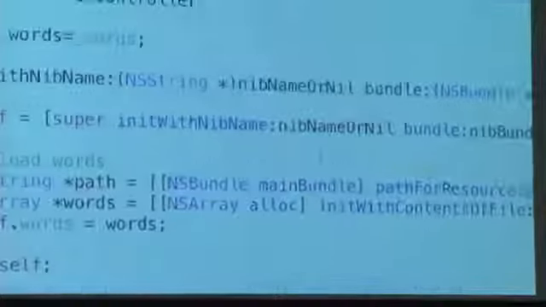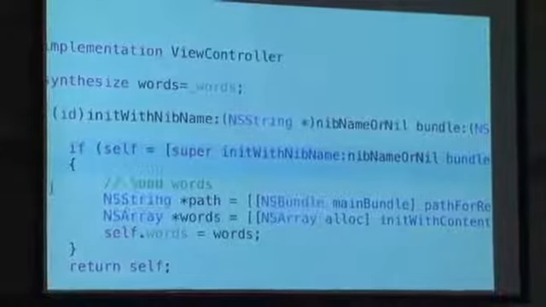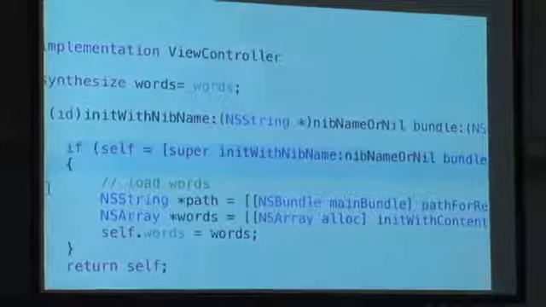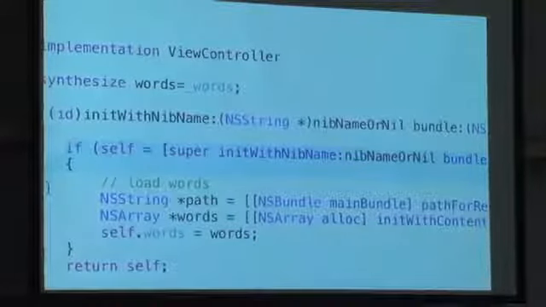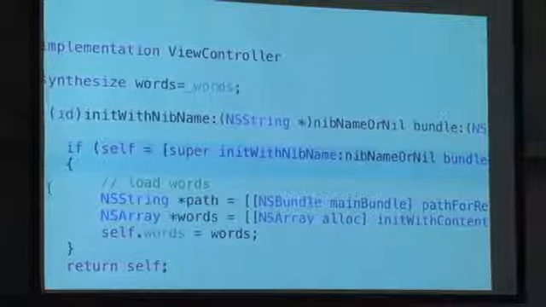So this recalls the paradigm from last week that you just have to do when writing your own init method. You call the superclass's identically named method. You assign the return value to self. And if the return value is non-nil, nothing went wrong, and you can proceed to do your initialization. So this is like checking for null in C.